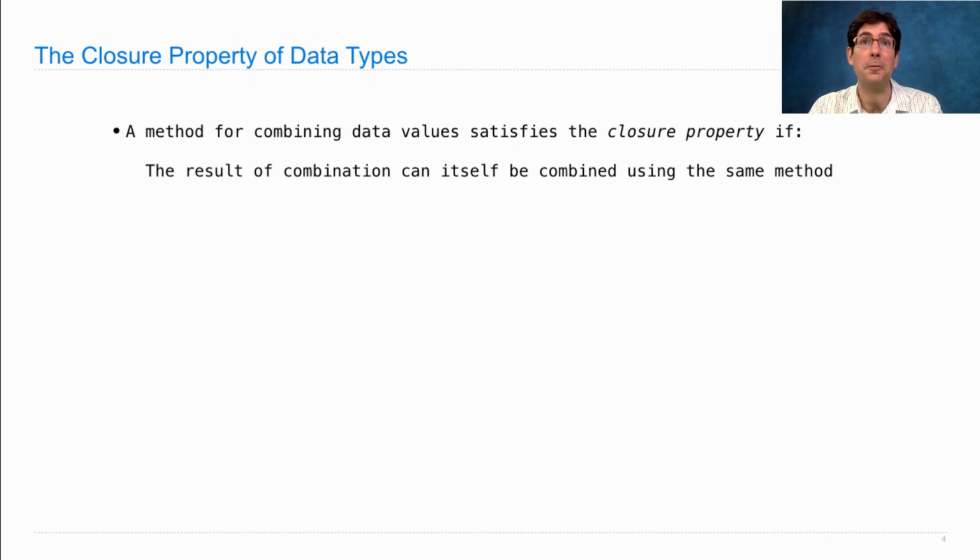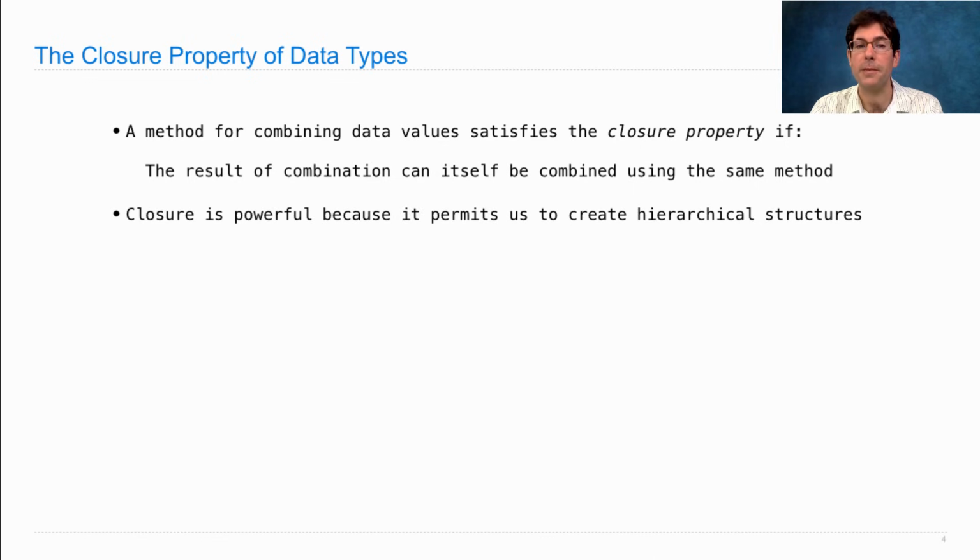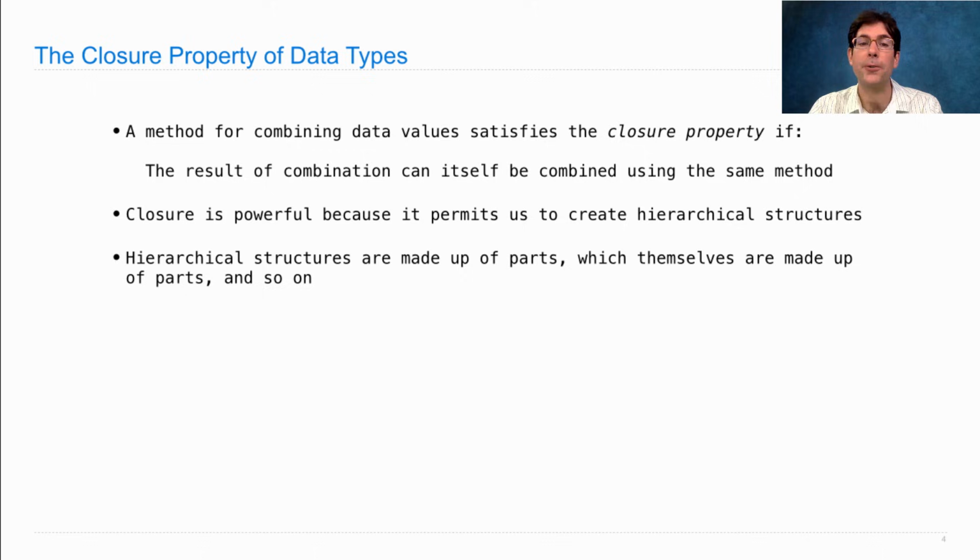If I can put items within a list, I should be able to take that list and put it into a list. Closure is powerful because it permits us to create hierarchical structures. Hierarchical structures are made up of parts, which themselves are made up of parts, and so on. And that is an extremely useful way to represent all sorts of things in the world.